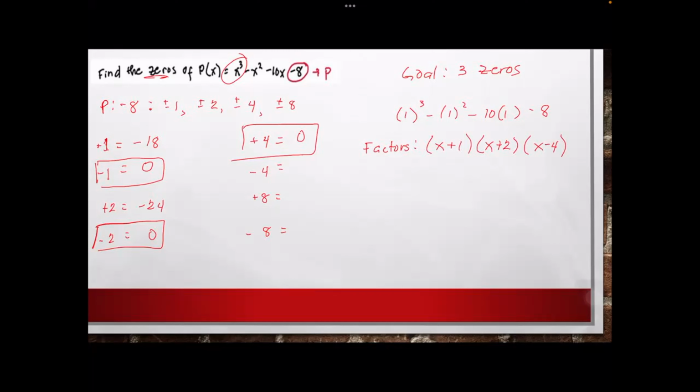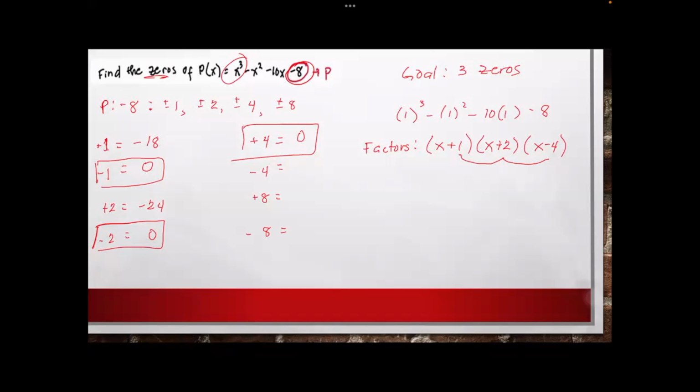Now, how to check if our answer is correct? Meron ka ditong positive 1, multiply mo kay 2, that is 1 times 2, that is a positive 2, times negative 4, that is negative 8. Our last term is negative 8. So, pag minultiply natin yung 1, 2, and negative 4, the answer will be negative 8. So, yun yung pag-check din.